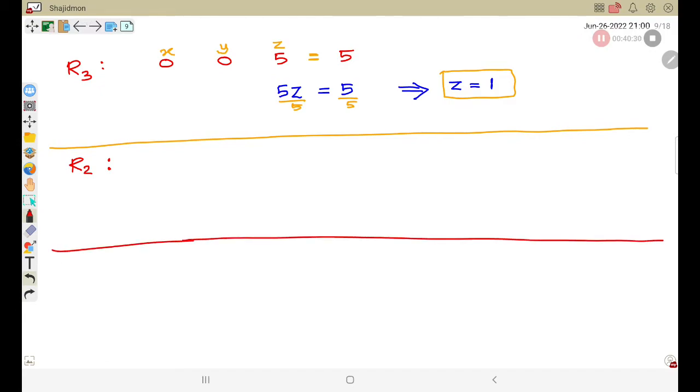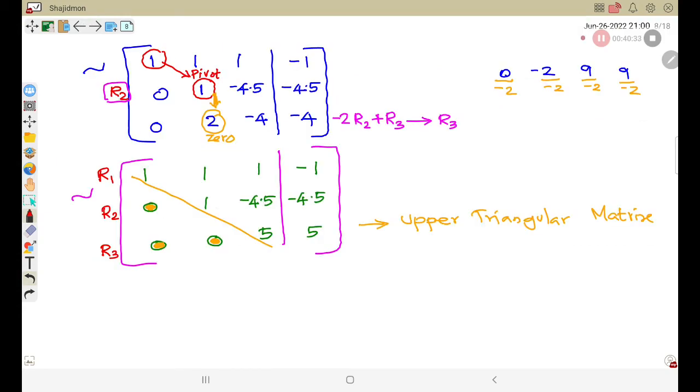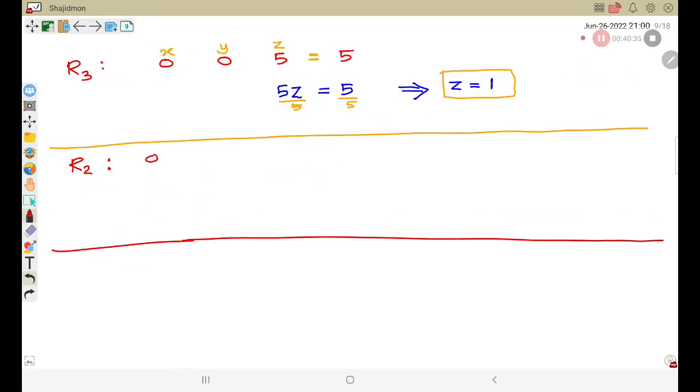Okay. So what is the second row, students? Here it is 0, 1, minus 4.5, minus 4.5, correct? The first number stands for x, second y, third z, and this is the right side number. So how to write the equation? Tell me. 0 multiply x is 0, plus 1 multiply y means y, minus 4.5 multiply z equals minus 4.5.